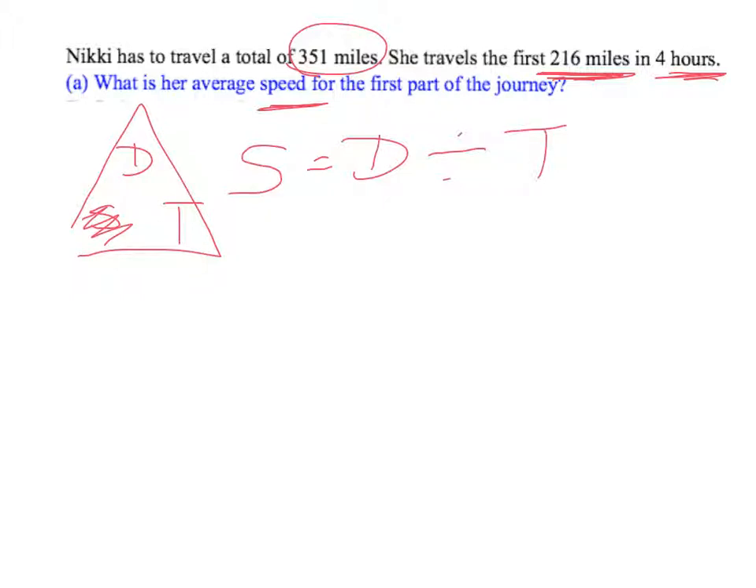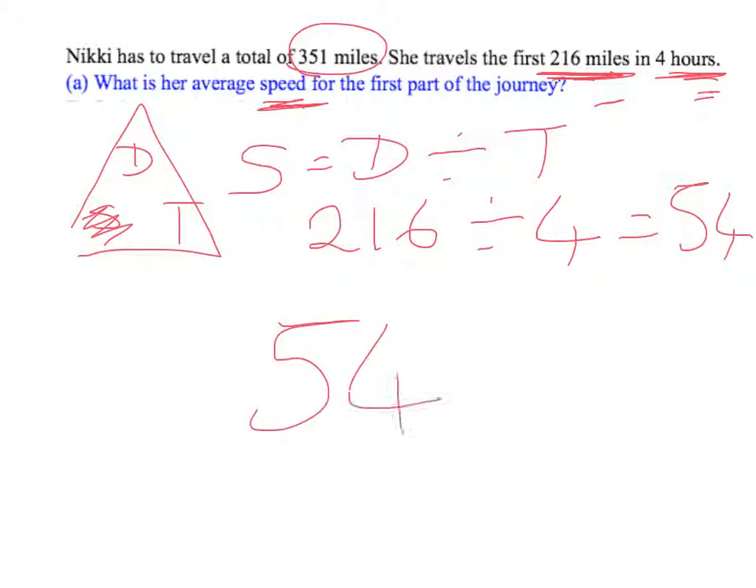So the distance is 216 miles and the time is 4. So 216 divided by 4 will give me 54. And because it's speed, I need to use these units. So it's miles an hour. So that'd be 54 miles per hour.